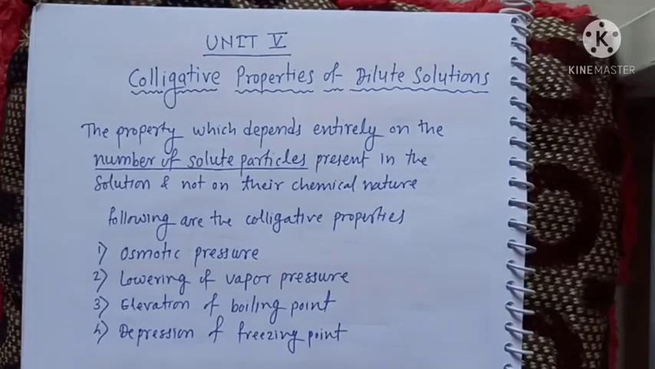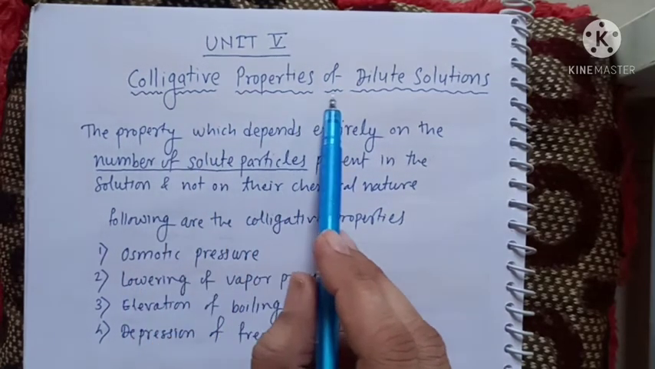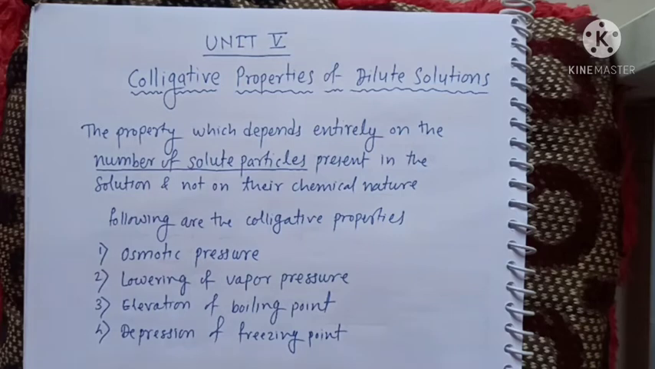Dear students, today we are going to discuss and start unit 5 of semester 4, and that is colligative properties of dilute solutions. You already know a solution means a homogeneous mixture of solute and solvent. Now, what is a colligative property?